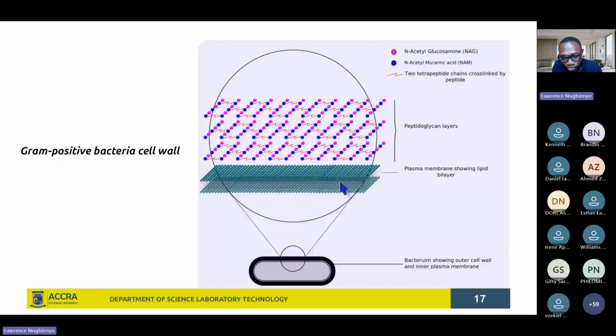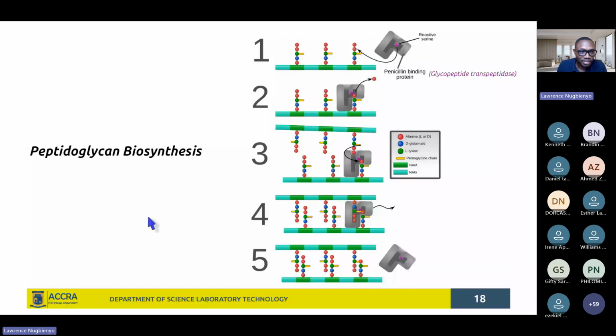So we can continue to talk about some enzyme inhibition in other ways. But now we look briefly at how the peptidoglycan is synthesized. So we're looking at the process of biosynthesis of the peptidoglycan. Particularly, we are referring to the formation of the peptide cross-links. That's what we are looking at.